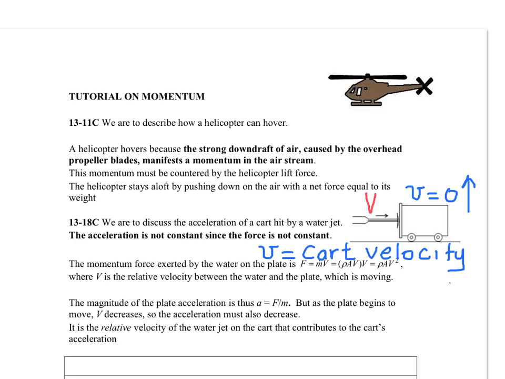Because of that, now the relative velocities, the relative velocity shown here as capital V minus small v, begins to decrease, because remember, small v is an increasing value and capital V is a constant value. So as a result, the momentum force on the kite decreases.